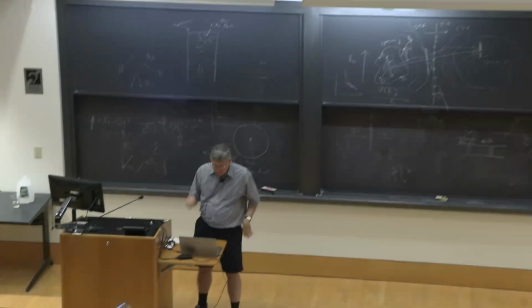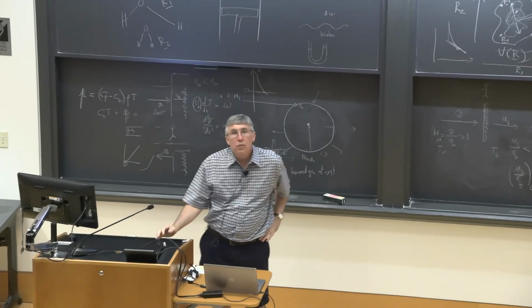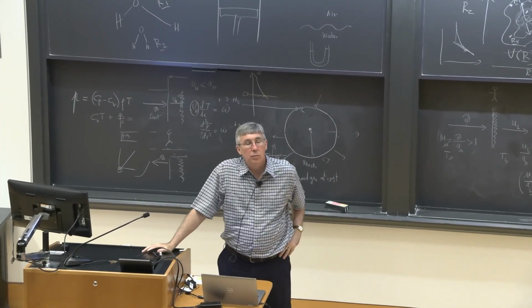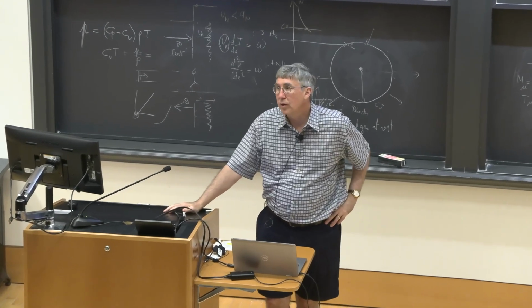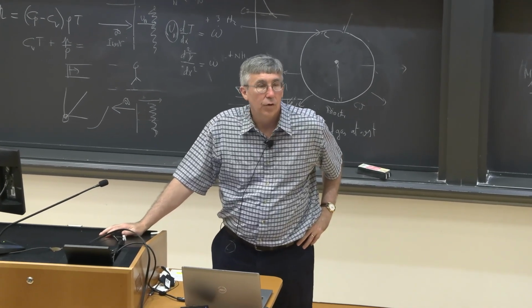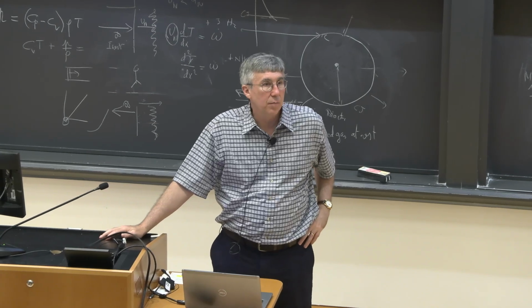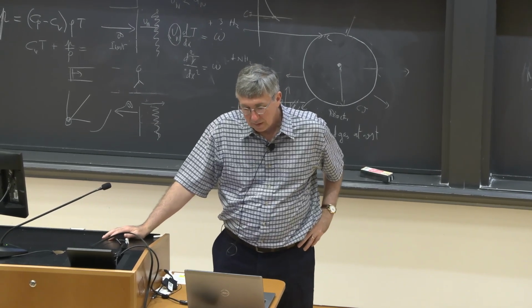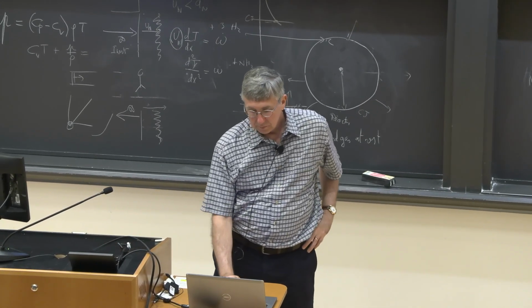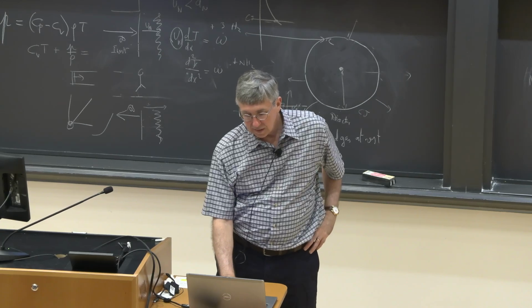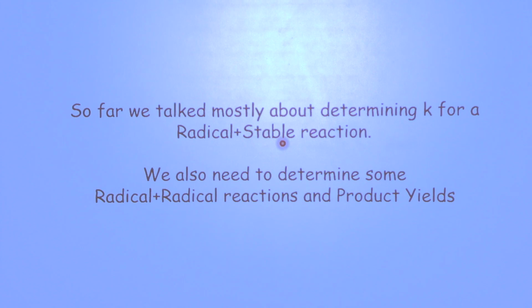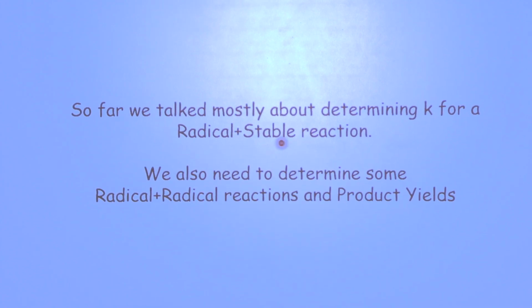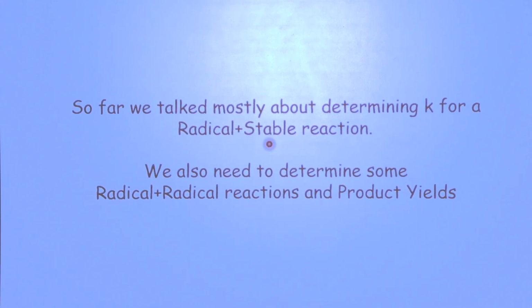All right. So far, when we broke off last time, we were talking about how to determine rate coefficients for radical plus stable reactions. And they're the most important kinds of reactions in most combustion systems. And they're really convenient because one of them is stable, so it's easy to know how much of that stable molecule you have. You can make up a mixture that has a stable, and you know how much it is because you measure it and carefully prepare it.